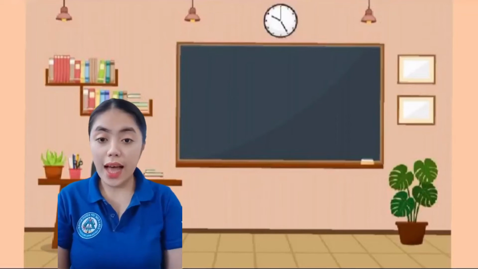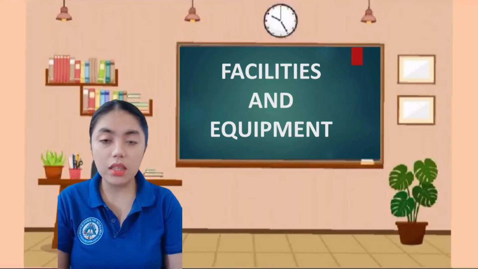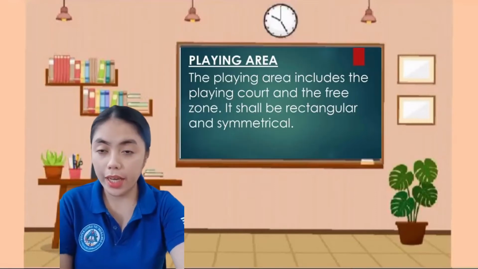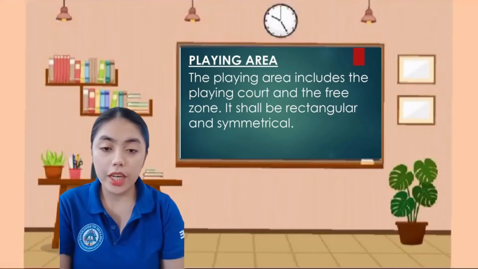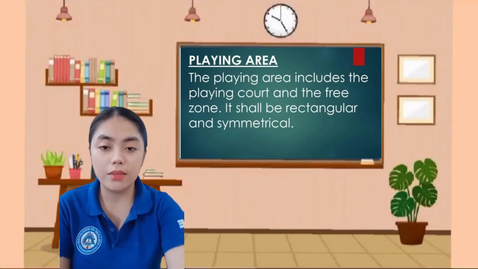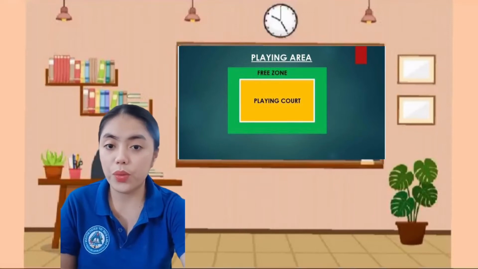Good morning, class. Today we'll tackle facilities and equipment in volleyball. Let's start with the playing area. The playing area includes the playing court and the free zone. It shall be rectangular and symmetrical. Take a look at the picture and you can take a picture if you want.